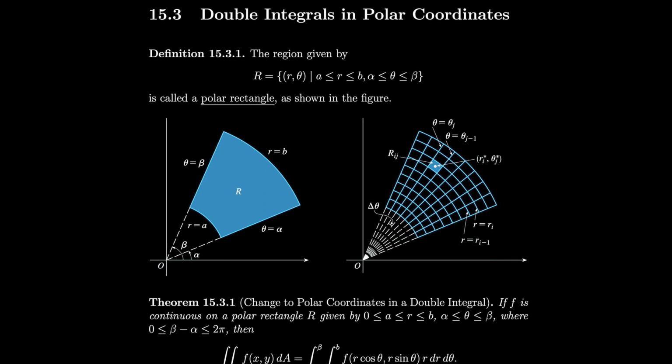So this should be pretty similar to our definition of a rectangle in rectangular coordinates, where we have the sides of the rectangle bounded by variables set equal to certain constants, except that in this case, when r is equal to a constant, it doesn't quite give you a straight line, it gives you an arc of a circle. So it looks slightly different, but that's okay.